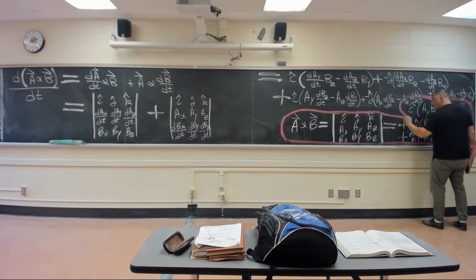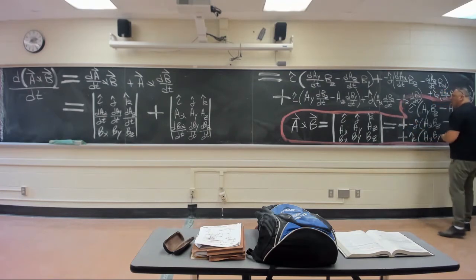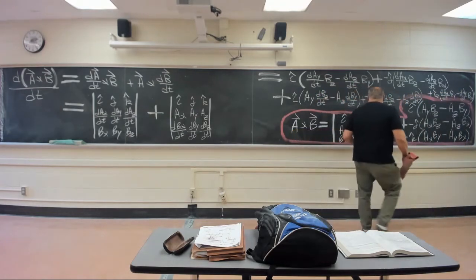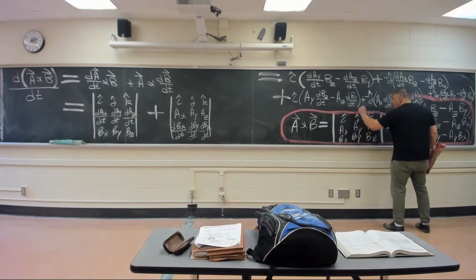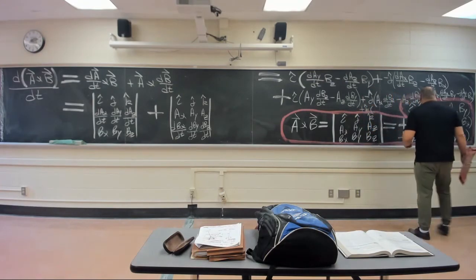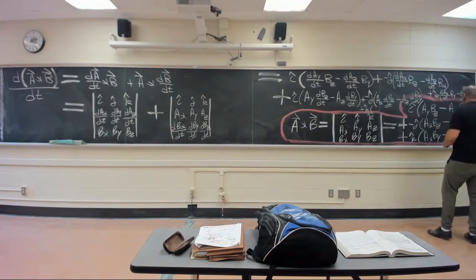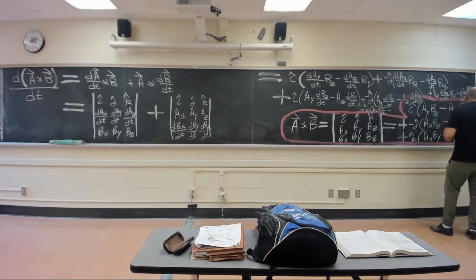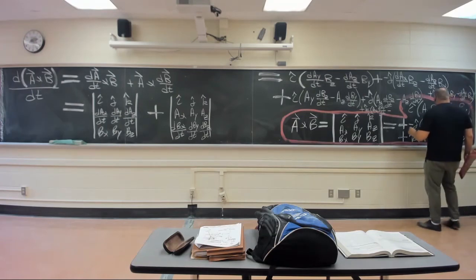Okay, I'm sorry. Here we go. All right, you got that. Here we go. AX dBY dt. AX dBY dt. Minus AY.